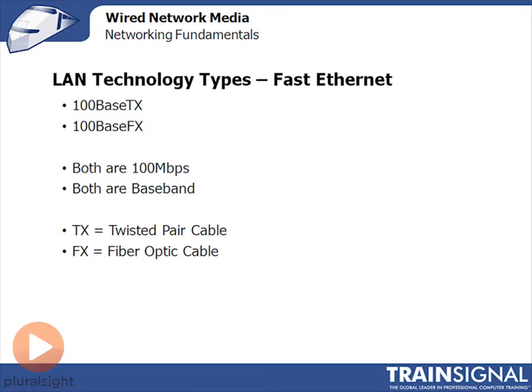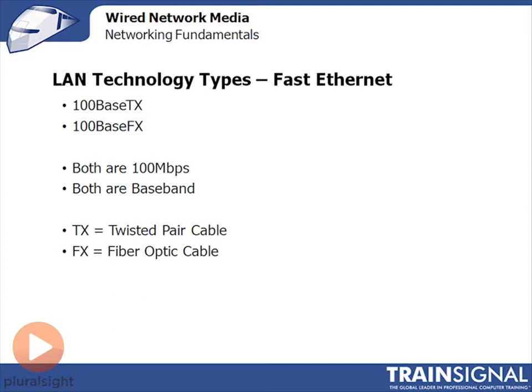We then had something called Fast Ethernet. We were talking about the twisted pair cable, and I talked about how, in the old days, we had 10 megabit networks. Then we moved up to 100 megabit, and this was what was known as Fast Ethernet, where we had 100BaseTX and FX, which you'll notice are both 100 megabits. They're both baseband. The only difference was the TX and the FX, where we had either twisted pair cable or fiber optic cable.